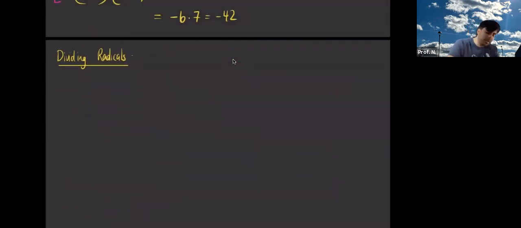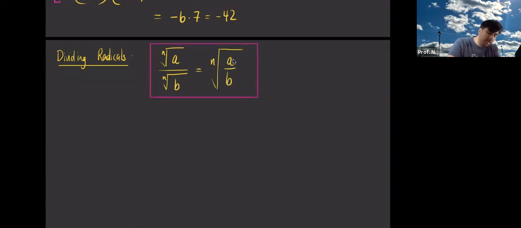But when you divide, you need to do something different. So it's the nth root, for example, of a divided by the nth root of b. That is the same thing as taking the nth root of a divided by b. And that's the rule here. That's the rule for dividing radicals.